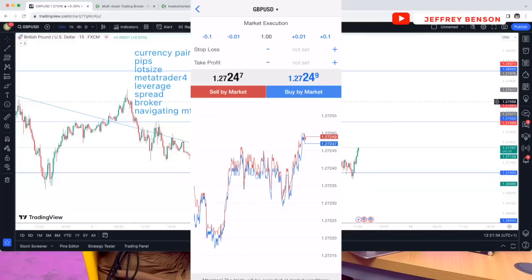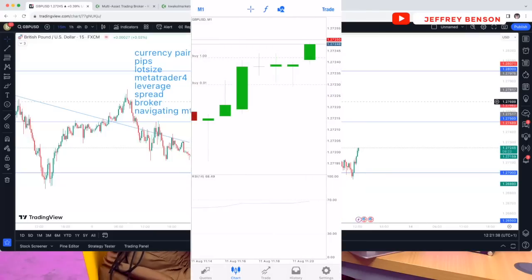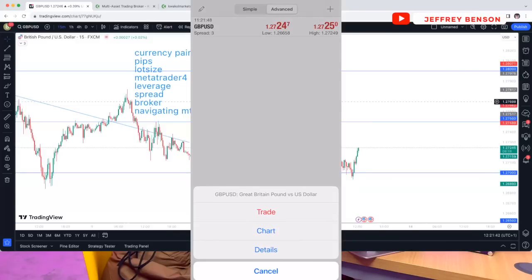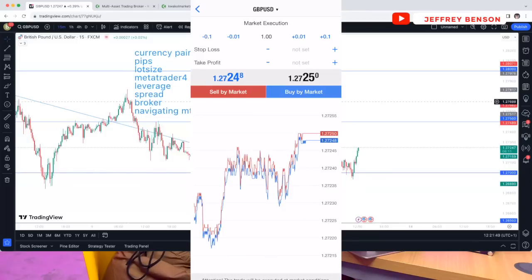Which one is easiest to place? That one is easy now. This is how all of them are. This is one way, then this is another way. You come to quotes. You can just tap on it once. Trade. Yeah. Click on trade. What if I don't want this lot size? You must put it now. Everything will always bring you here.